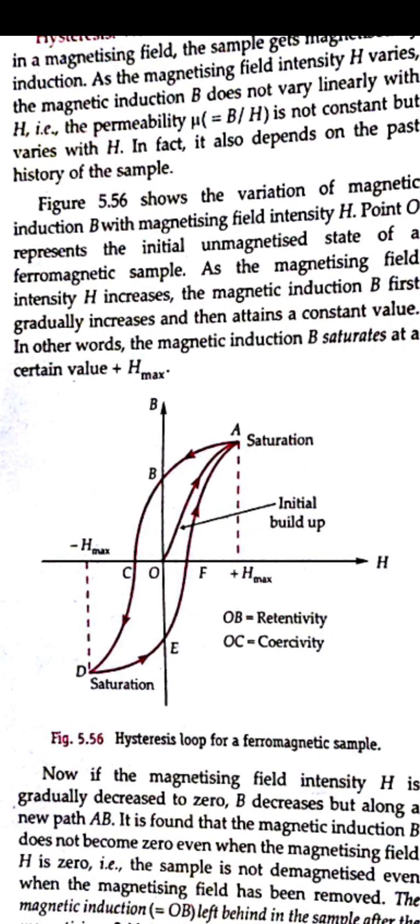Now, on decreasing the magnetizing field, the magnetic induction is still there in the sample. This residual magnetism, remaining after the removal of the magnetic field, is called the residual magnetism, and that point is called the retentivity. We have read about retentivity and coercivity. Here the retentivity is given by OB, because after that it did not come to 0, it is moving along the loop, that is B to C.